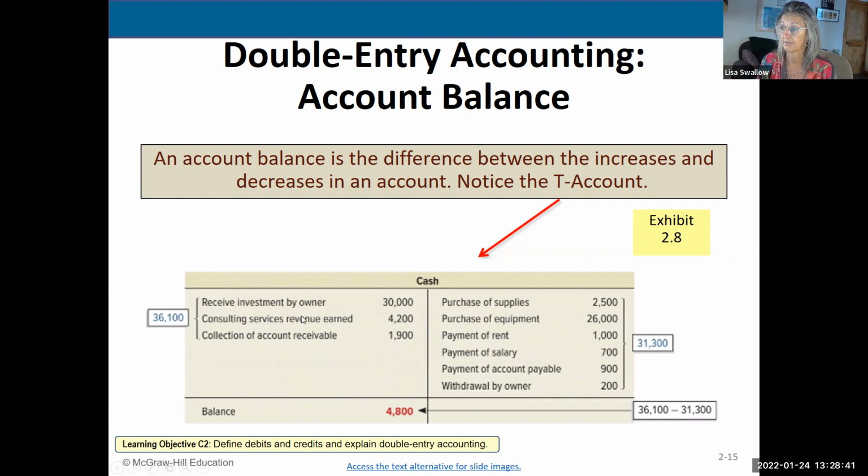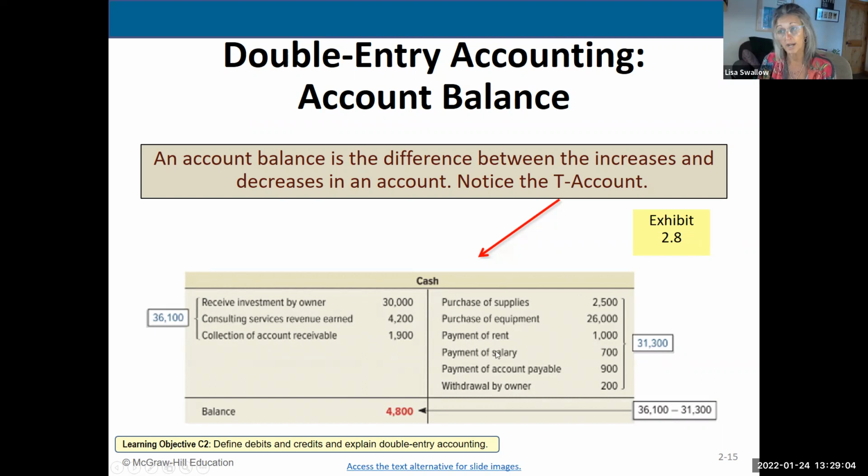I received an investment by the owner. I earned some consulting services and they paid me cash. And it looks like I had an account receivable from a prior period. And now that client paid me the money. I collected it. So all three of those things increased my cash.